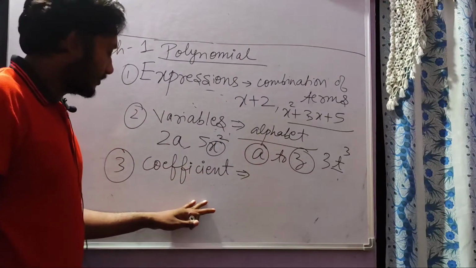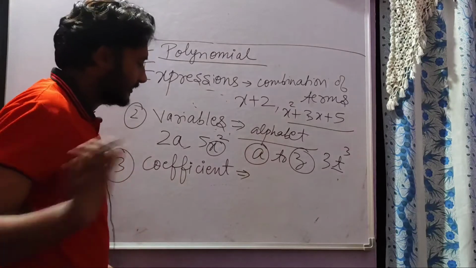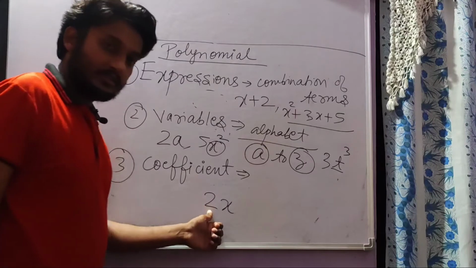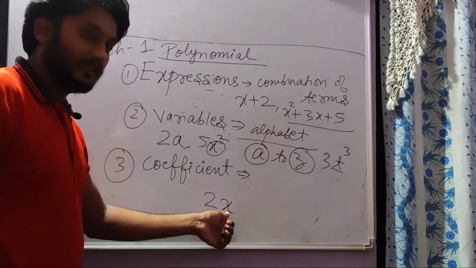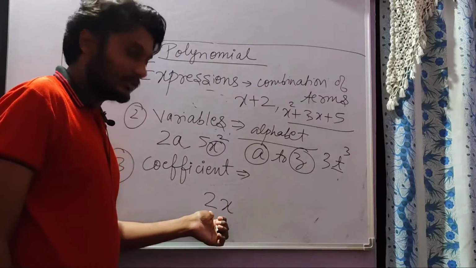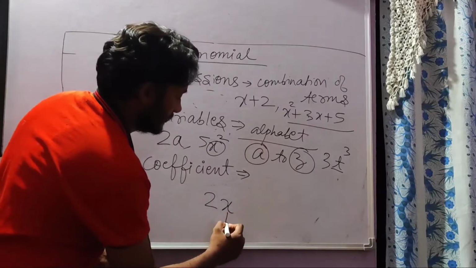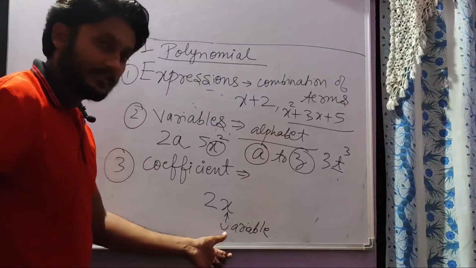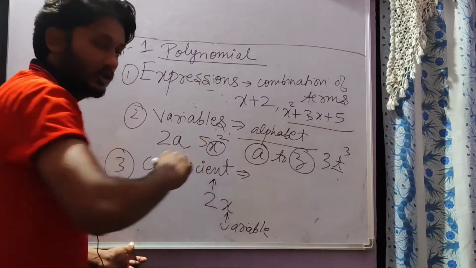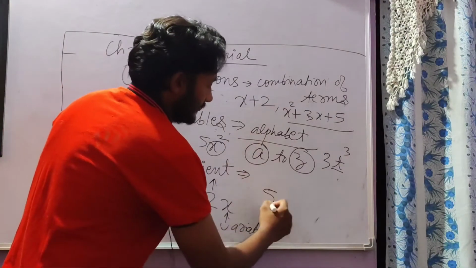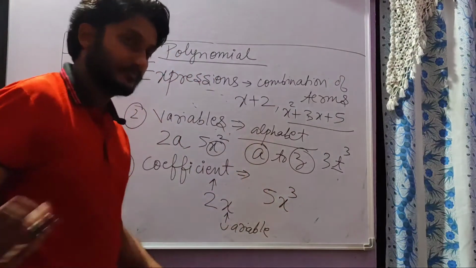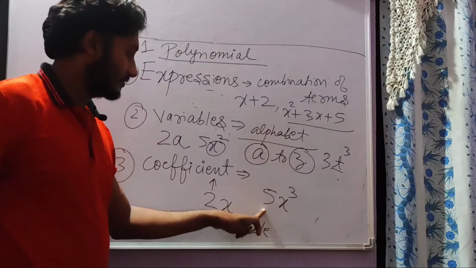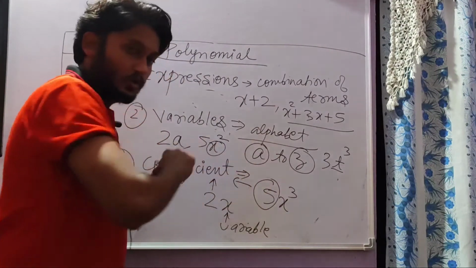Okay, next comes the coefficient. Suppose I have written 2x, the number which is multiplied with the variable. ठीक है, वेरिएबल के साथ जो नंबर होता है वही उसका क्या होता है? कोएफिशिएंट. Here we have, this is a variable, x is a variable, 2 is a coefficient. Suppose 5x cube, x is a variable and the number which is followed, that is 5, is the coefficient.